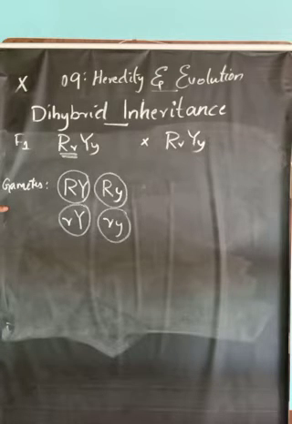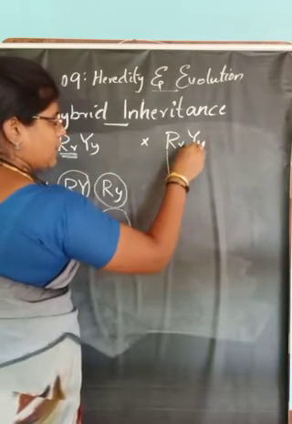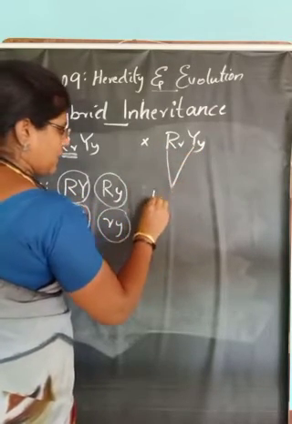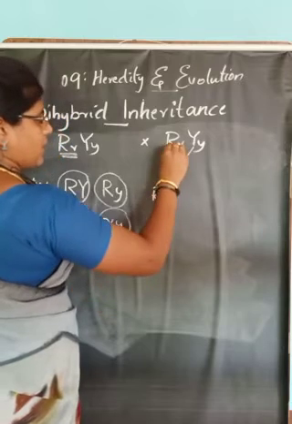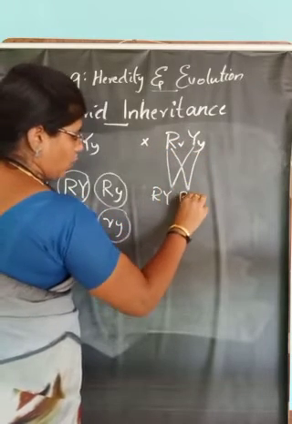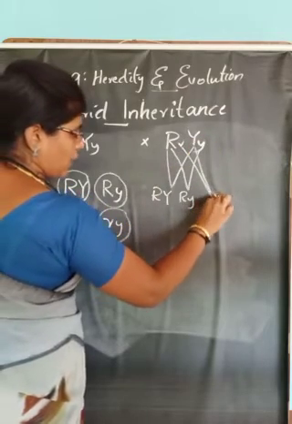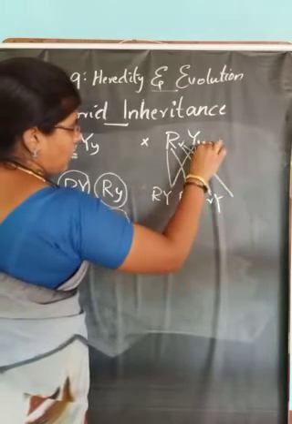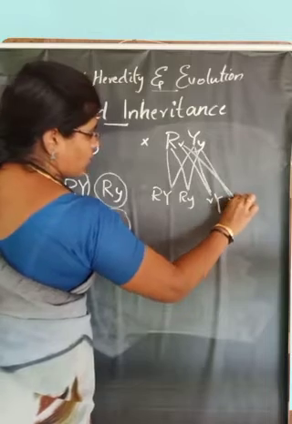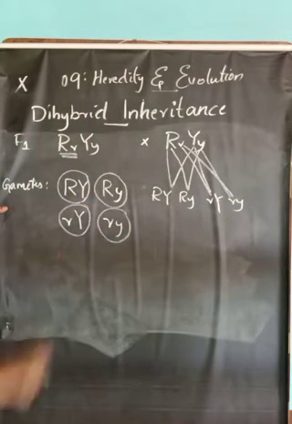Like this you can write, or another way is: this capital R may cross with this capital Y, so capital R, capital Y. Then this capital R with small y, capital R, small y. Then small r crossed with capital Y, so small r, capital Y. Then small r, small y. Like this also you can write. You can write in 2 ways, up to your easiness.